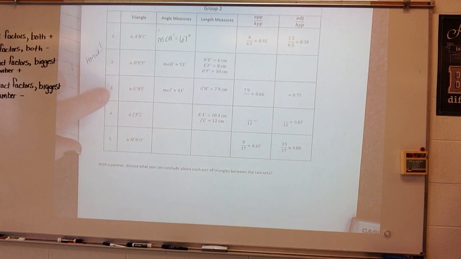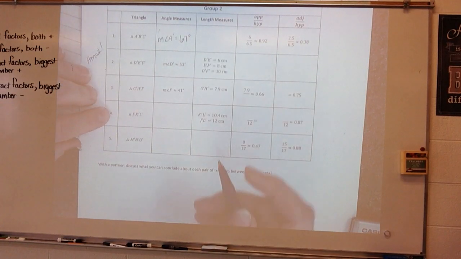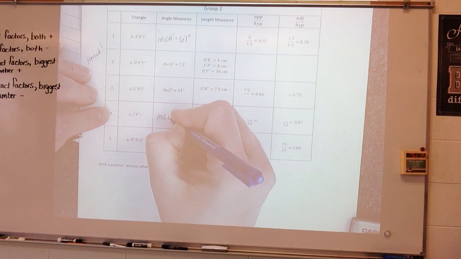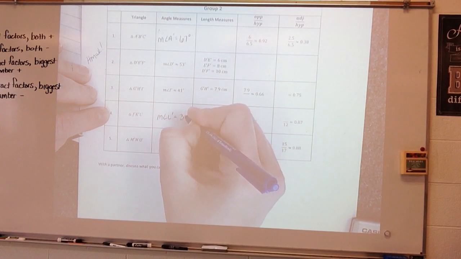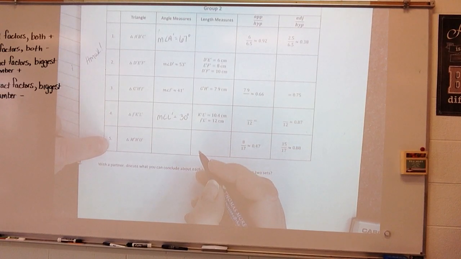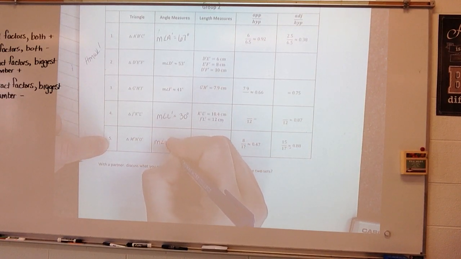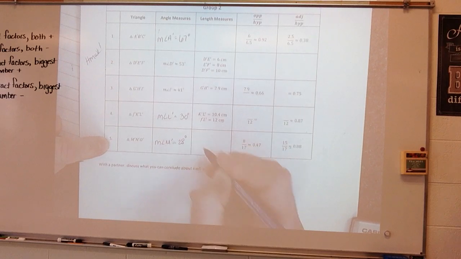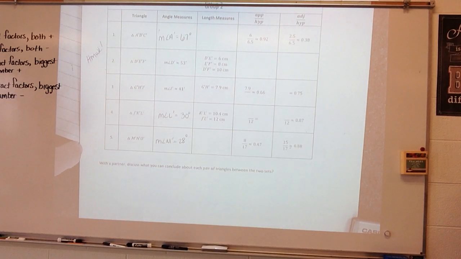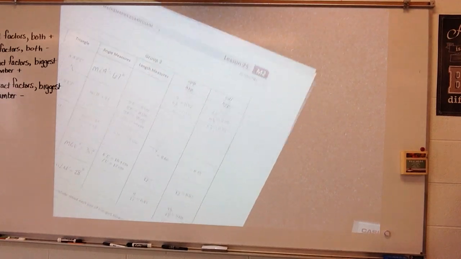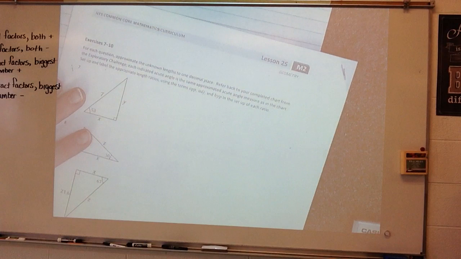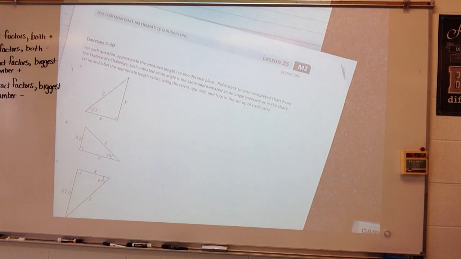Alright, the measure of angle L prime is 30 degrees, and the measure of angle M prime is equal to 28 degrees, okay? So finish this, and then come back and we'll do the rest of the lesson.